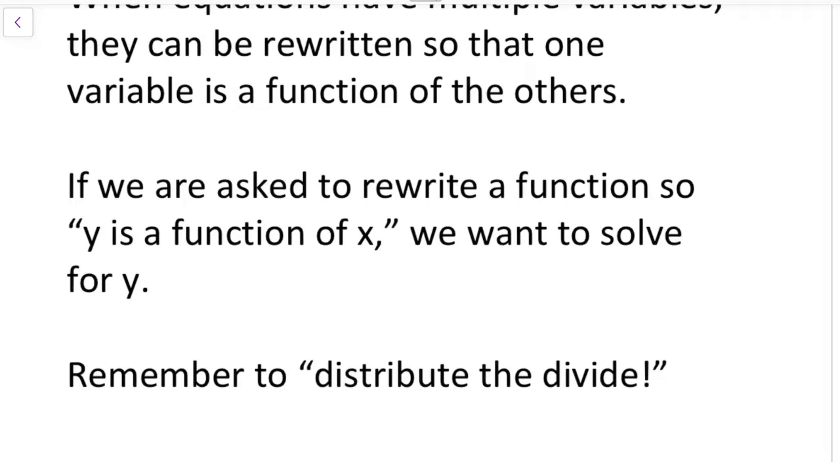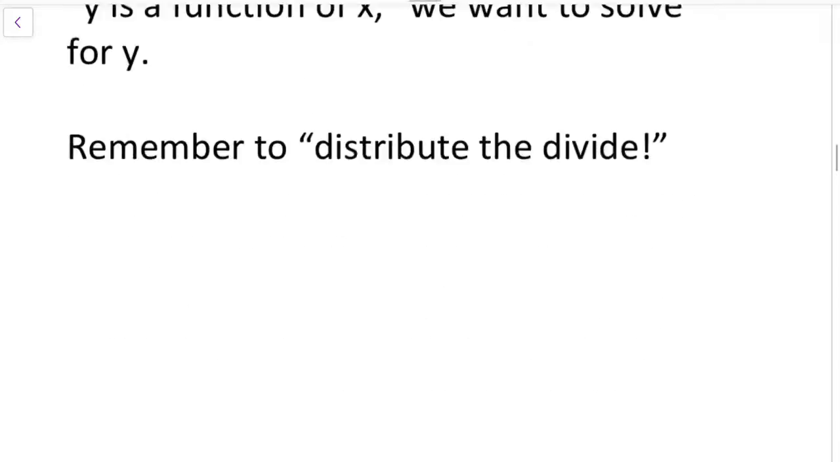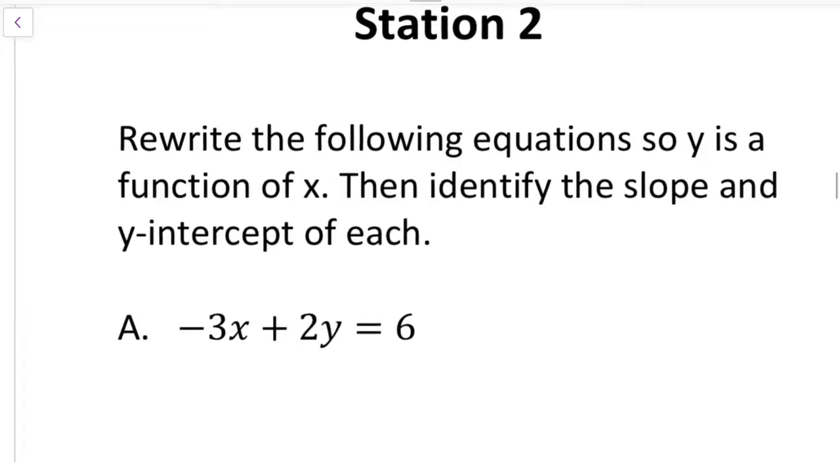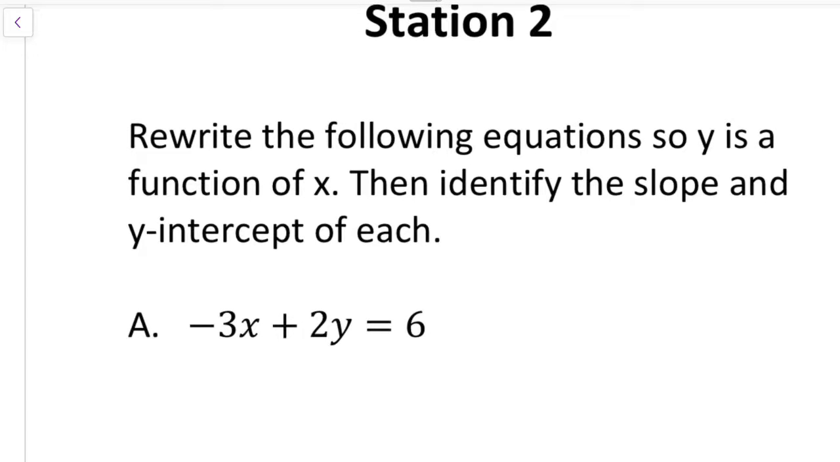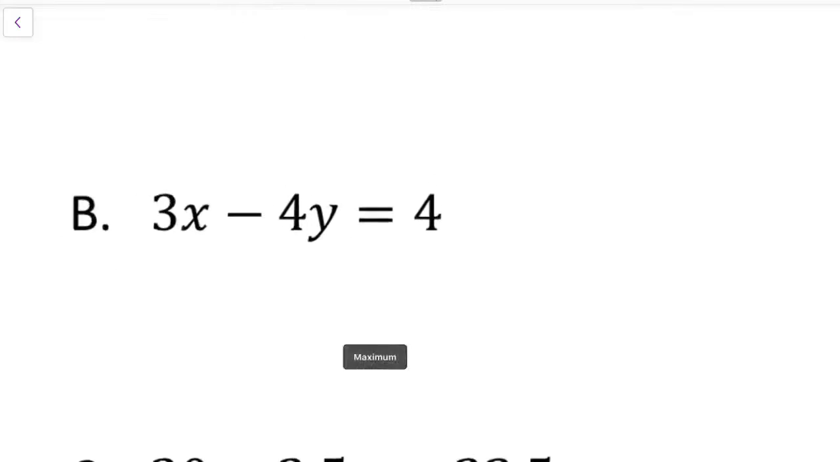And then if you have the opportunity, remember to, what I call, distribute the divide. So if you're ever dividing by something and you've got multiple terms on the other side, make sure you take every single term and divide by whatever it is you're dividing by. So here are our problems. Our instructions are to rewrite the following equation so y is a function of x. Rearrange it so that we solve for y. Then we'll identify the slope and y-intercept of each, and we'll talk about that in a little bit. So we are doing B, which is 3x minus 4y equals 4.